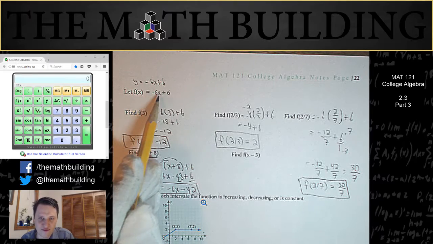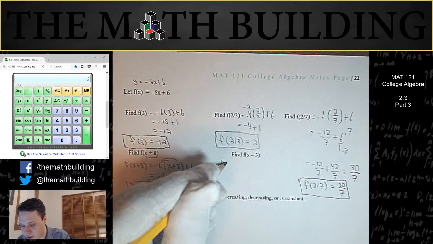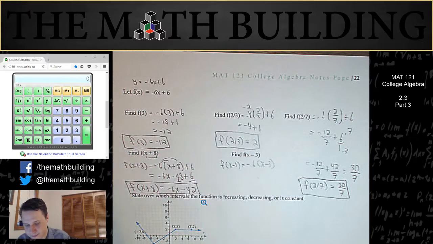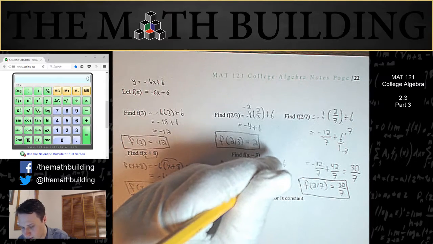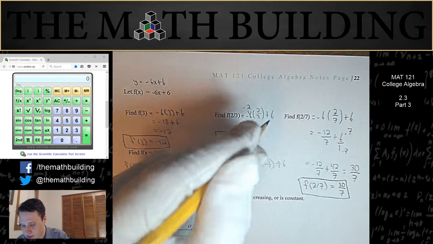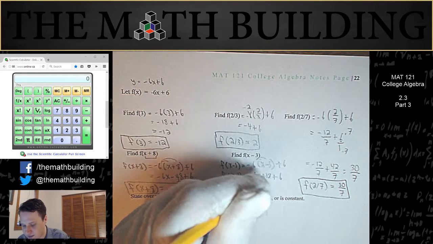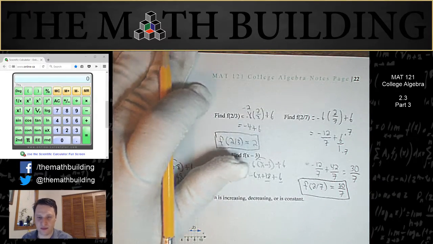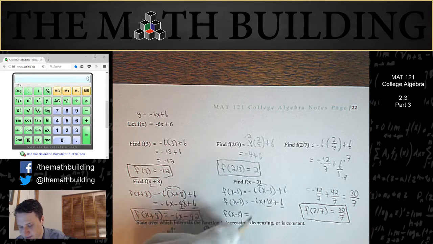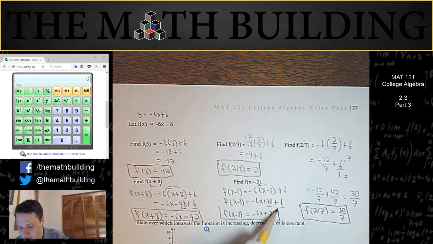Here's my starting function. F of x is negative 6x plus 6. We're going to replace x with x minus 3. So f of x minus 3 is equal to negative 6 times x minus 3 plus 6. So here we go. Do the distributive property. Negative 6x plus 18 plus 6. And then we're just going to combine like terms. So the final answer is f of x minus 3 is equal to negative 6x plus 24. Not too difficult at first, I hope.